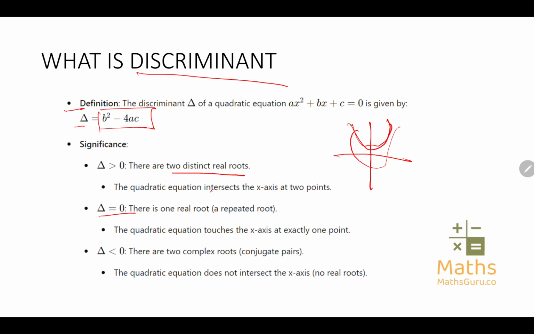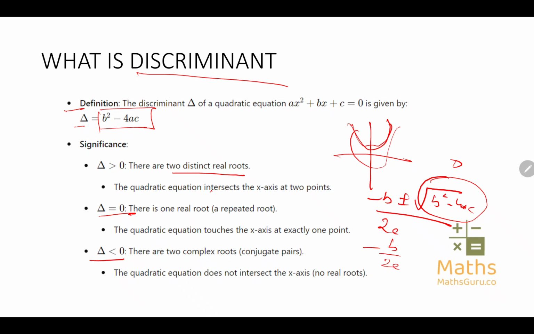If the discriminant is 0, we know the formula is minus b plus or minus the square root of the discriminant, b square minus 4ac, over 2a. If the discriminant becomes 0, then you will have only one solution, minus b divided by 2a. If it becomes less than 0, then we will not have a real solution; we will have two complex roots for this equation. So this shows why the discriminant is significant for solving a quadratic equation.